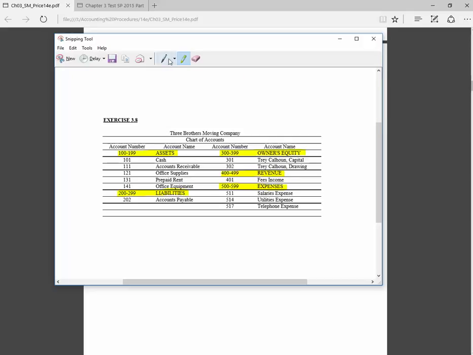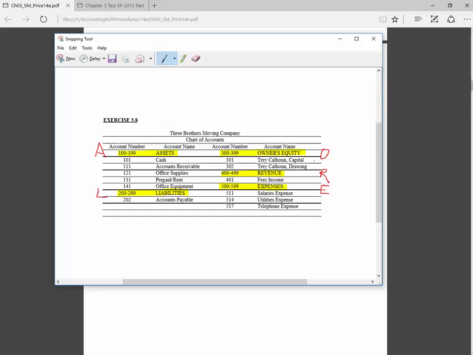One thing we talked about in the classroom was trying to remember this, and we gave it an acronym, A-L-O-R-E. Now when you're setting up your trial balance, you set up your trial balance in exactly this order, A-L-O-R-E.